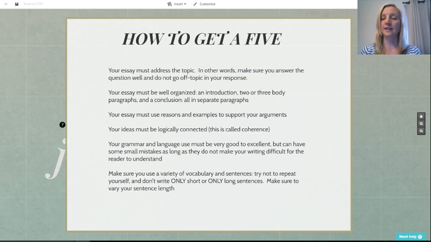Your grammar and language use must be very good to excellent, but you can have some small mistakes as long as they don't make your writing difficult for the reader to understand. And you must make sure you use a variety of sentences and a variety of vocabulary. Try not to repeat yourself. Plus, don't write only short sentences or only long sentences. Make sure you have a variety of sentence lengths, some short and some long.